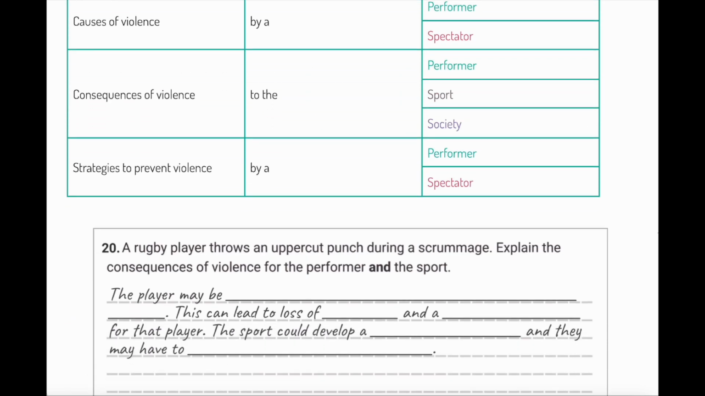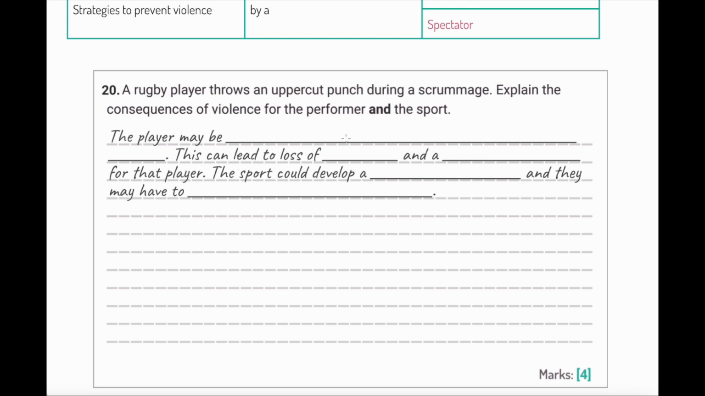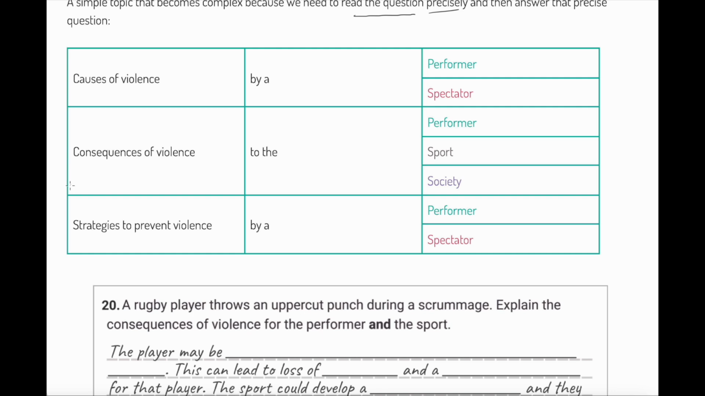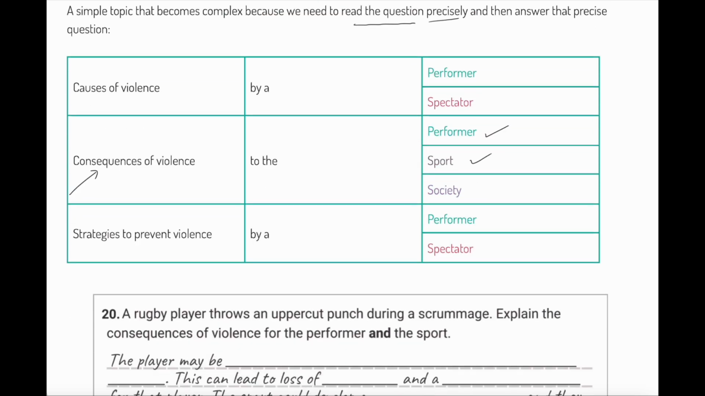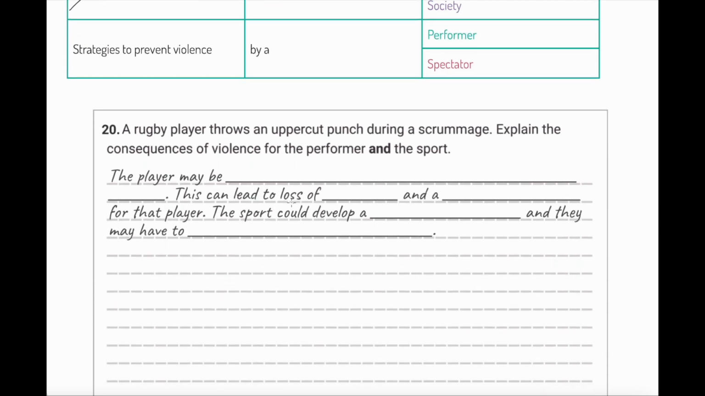So as an example of that, let's have a look here. A rugby player throws an uppercut punch during a scrummage. Explain the consequences of violence for the performer, okay, and the sport. So we've got 2 things here. If you look at what we've got here, we're in the consequences section, okay, and we've got to do this for the performer and the sport. Effectively, we're grouping that. Okay, and we've got the answer here.